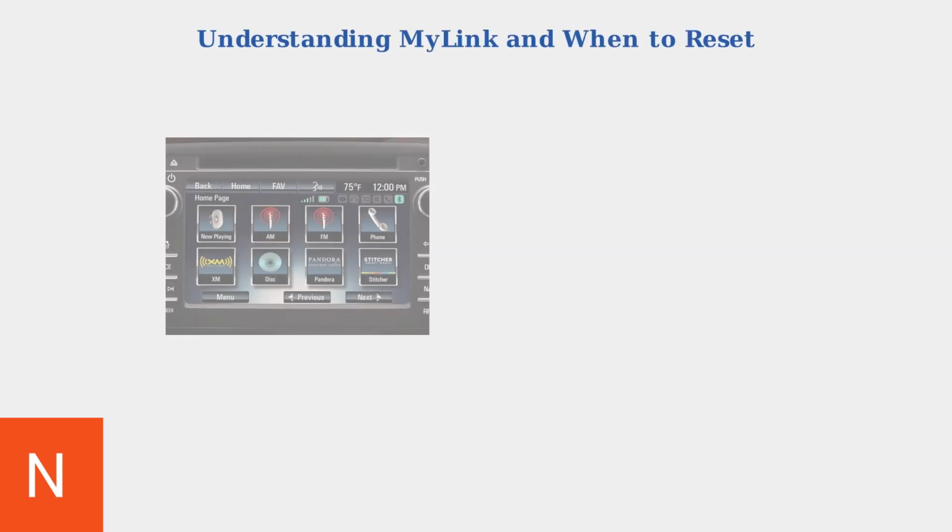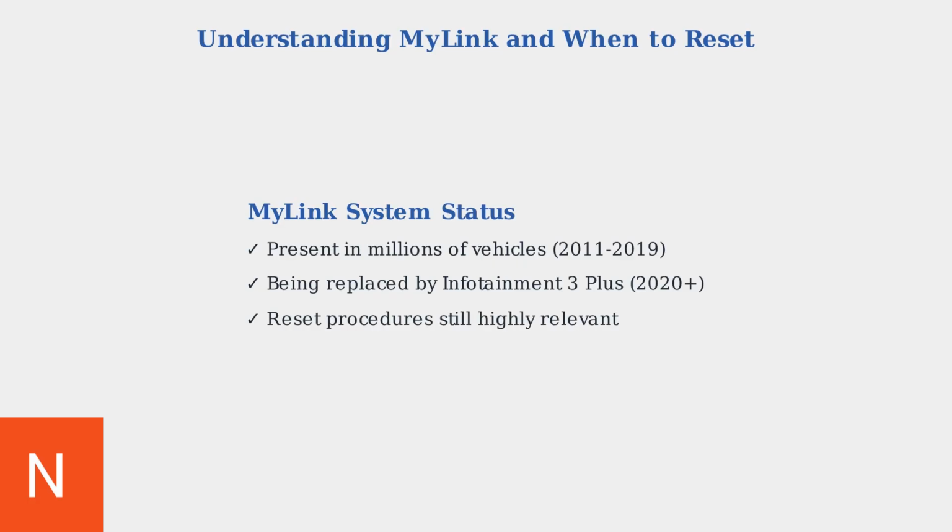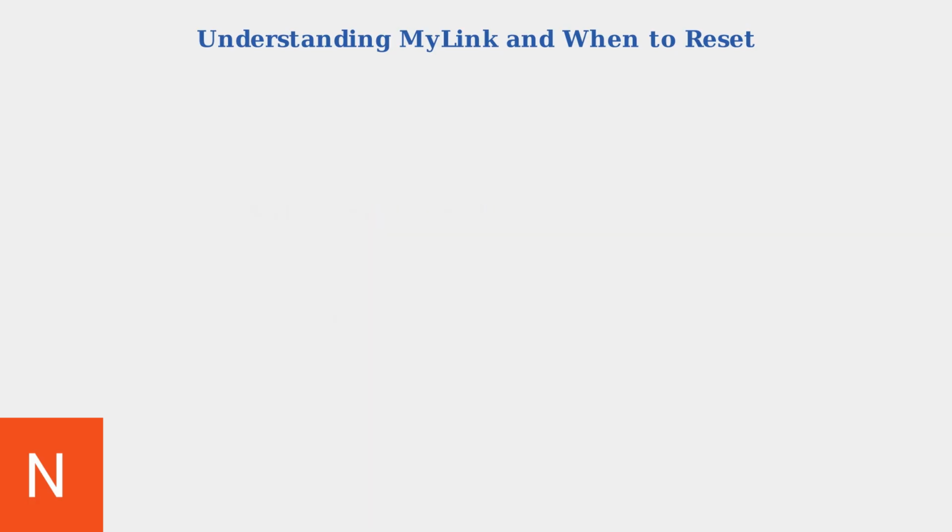Chevrolet's MyLink infotainment system has been a central feature in millions of vehicles since 2011. While newer models now use advanced systems, understanding MyLink remains crucial for many drivers. While MyLink is being replaced by newer systems like Infotainment 3 Plus in 2020 and later models, millions of vehicles still rely on MyLink technology. This makes reset knowledge essential for troubleshooting.